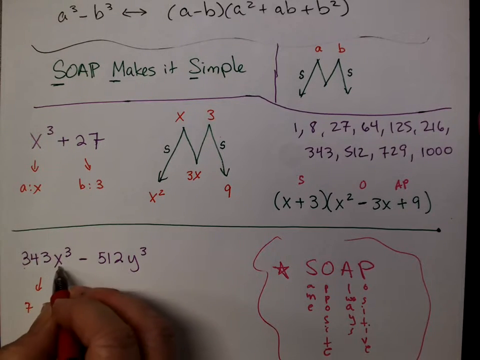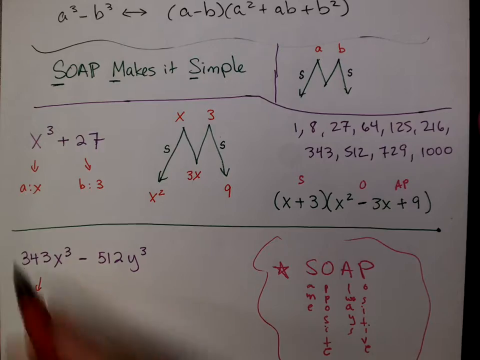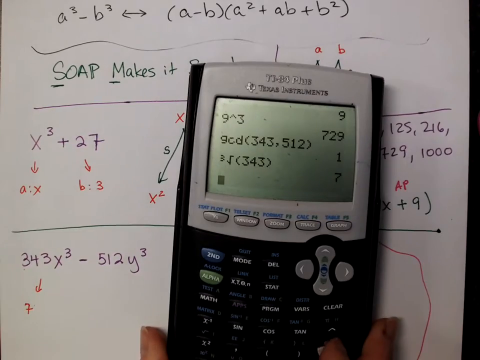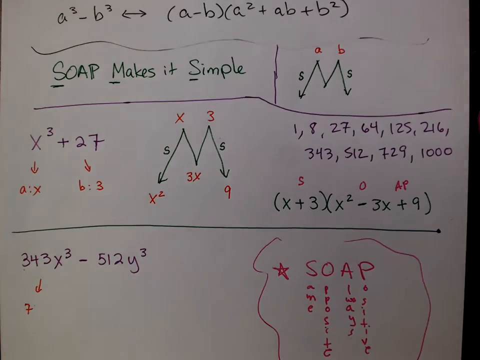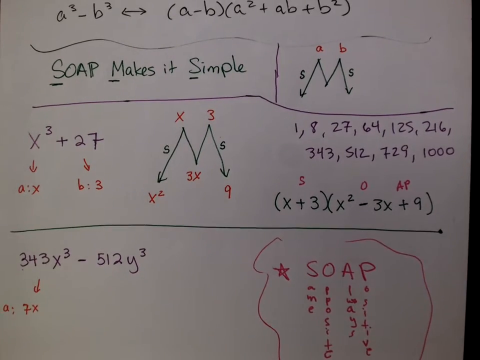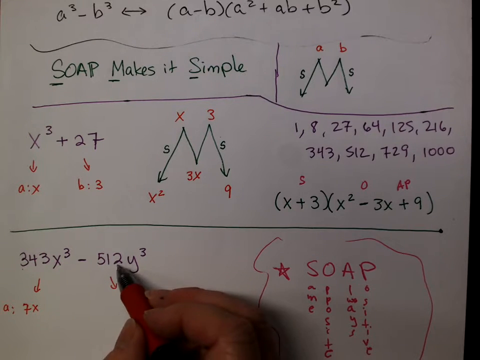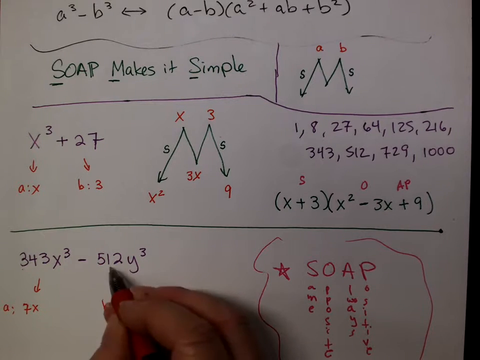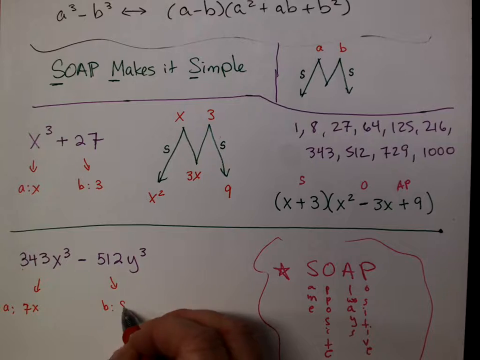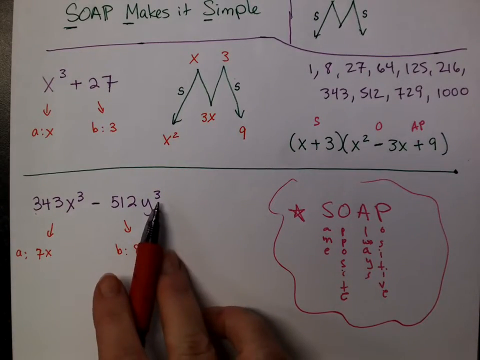7, right? Because 343 is 7 cubed, or 7 times 7 times 7. The cube root of 343 showed us that. So it's 7x. And 512, there's no GCF, and 512 is also a perfect cube, so what is the cube root of 512? 8y. Good. Now you've got variables on both of these, so don't forget the y on this one.